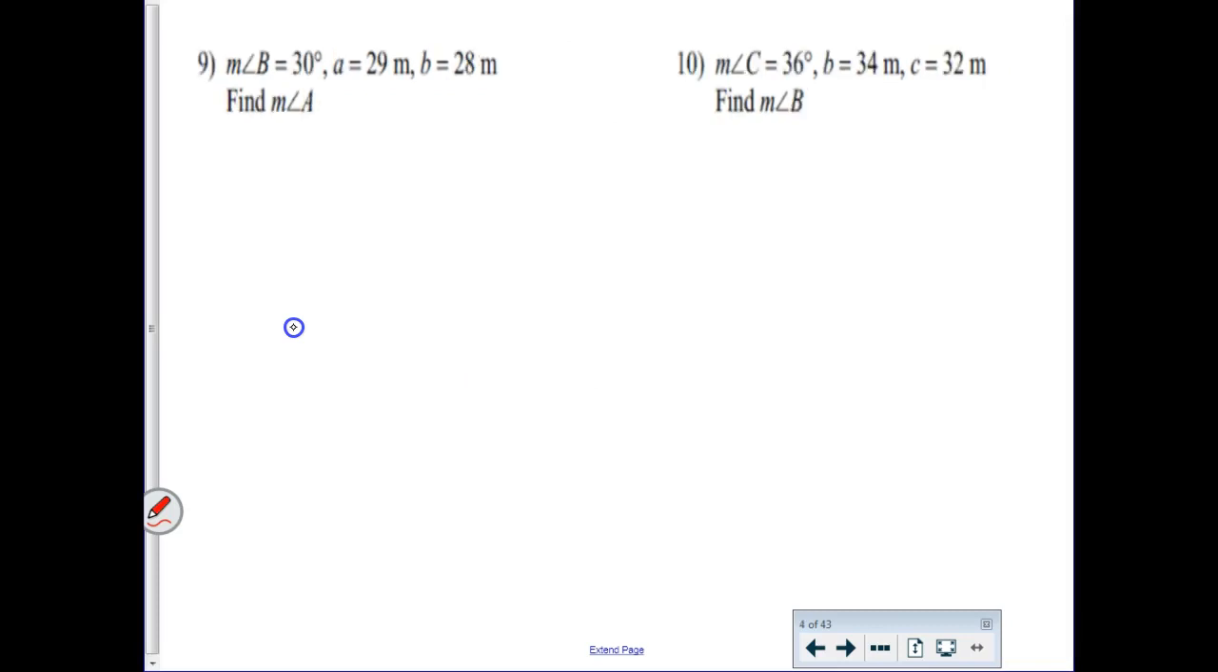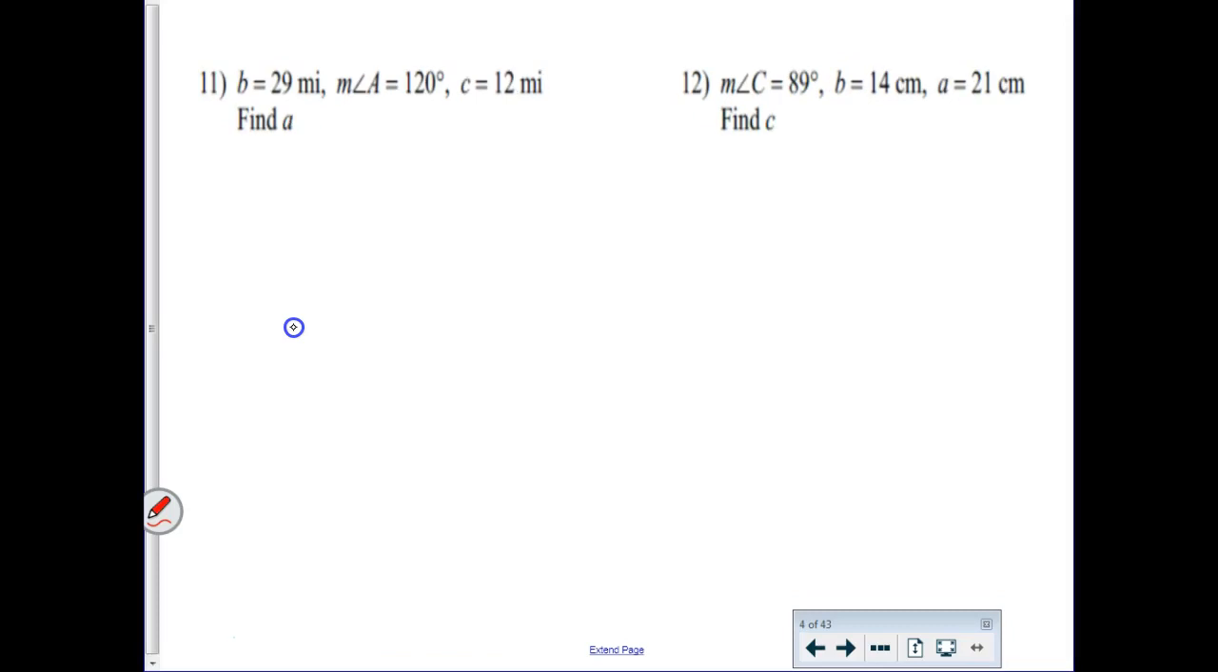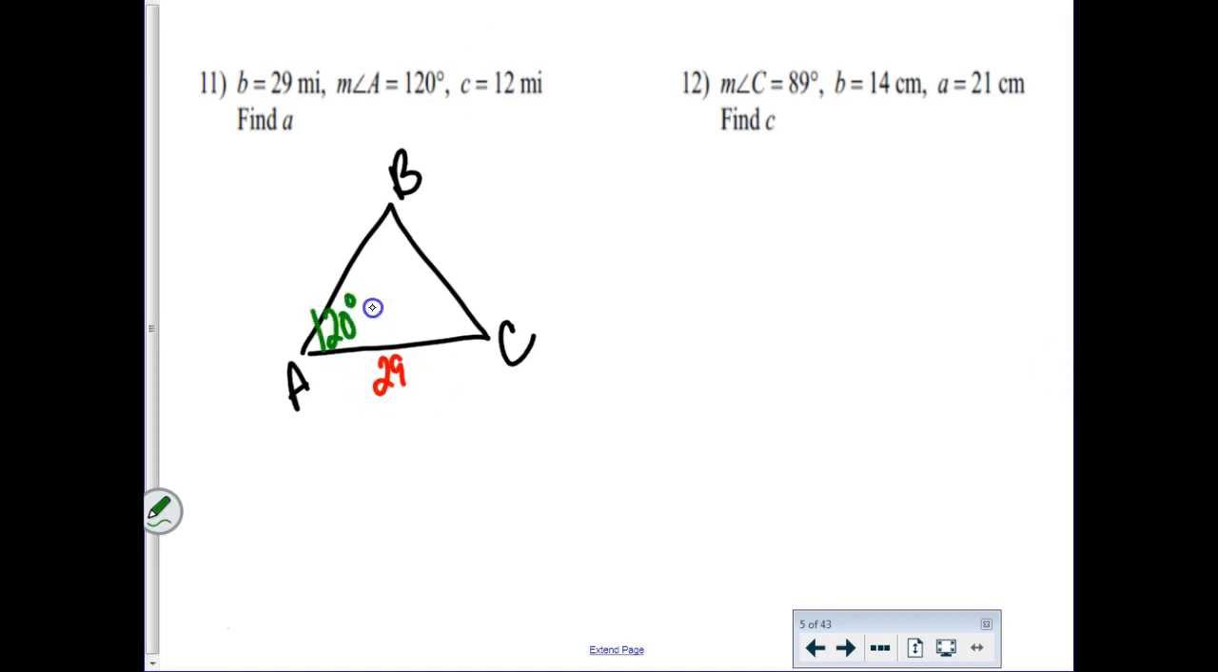Let's talk about number 11. Another tragically beautiful ABC triangle. Leg B is 29 miles. Angle A is 120 degrees, clearly, I drew that to scale. And then the other clue is leg C is 12.